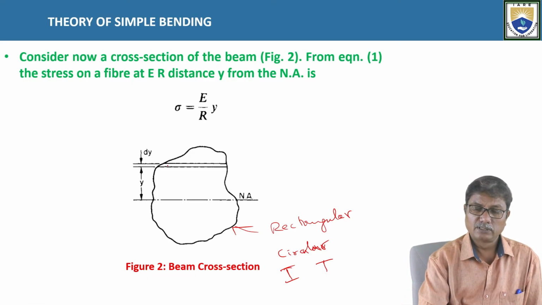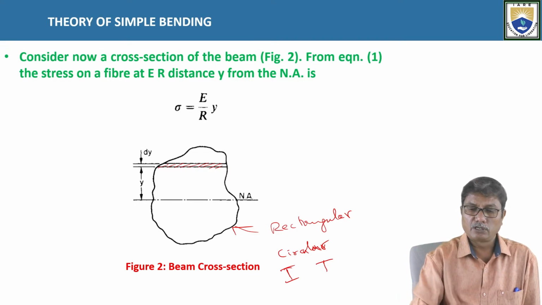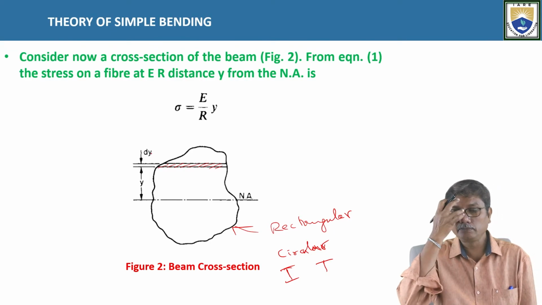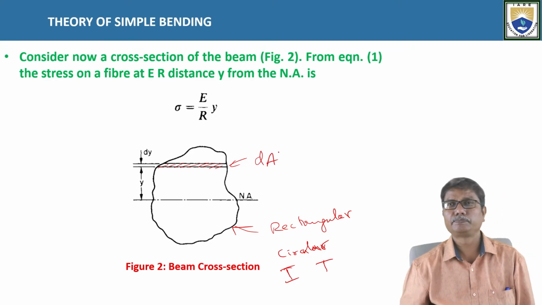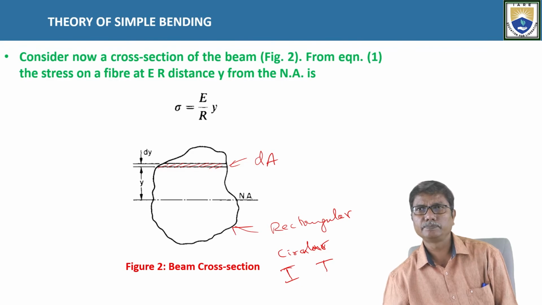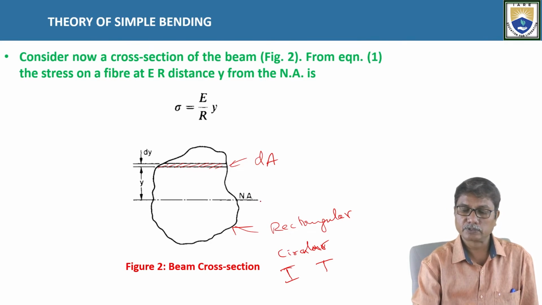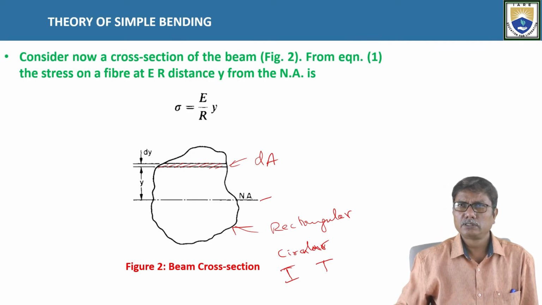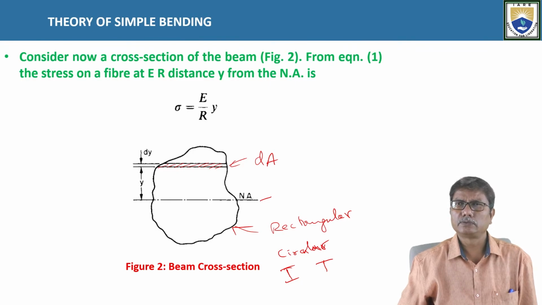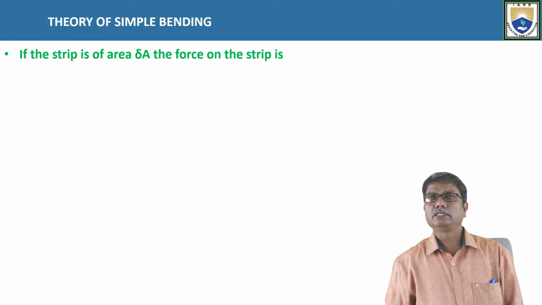So here in this cross section, let us consider an elementary strip at a distance y and of thickness dy. Okay, and let the area of this elementary strip be dA. And we consider this layer at a distance y from neutral axis, where the stress is 0. At neutral axis, the stresses are 0. The area of the strip is delta A or dA.